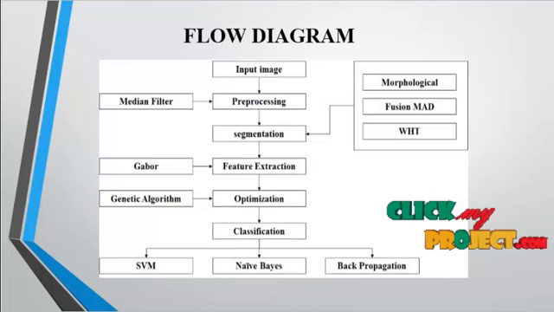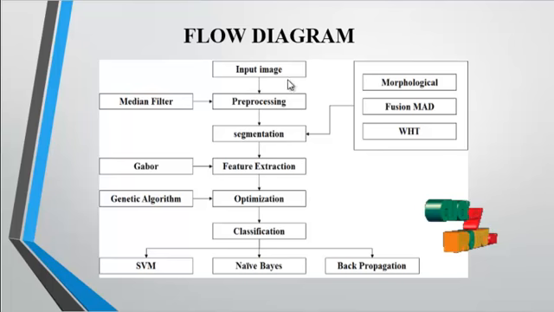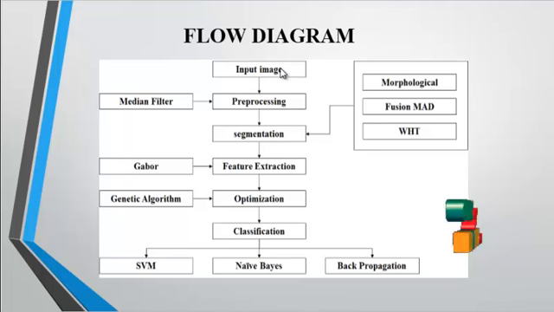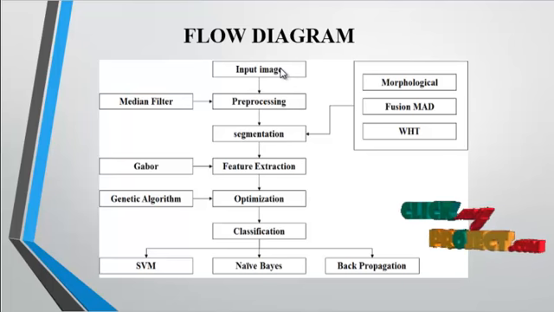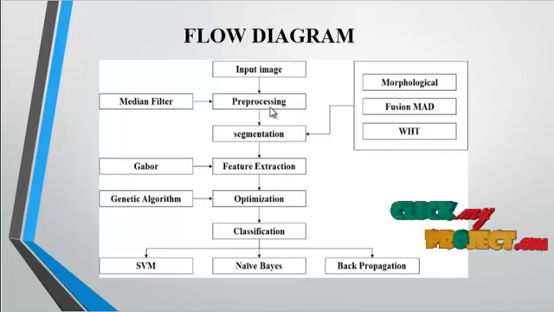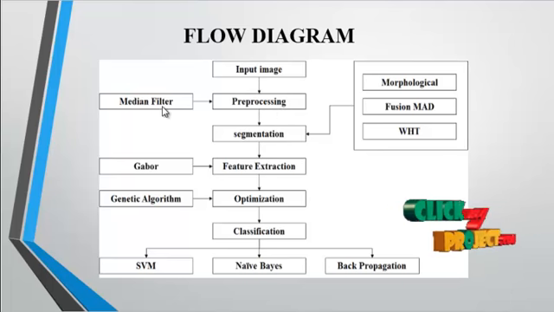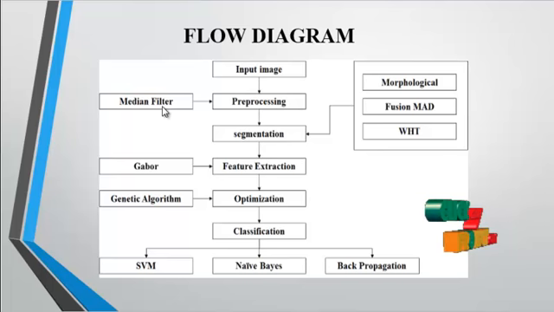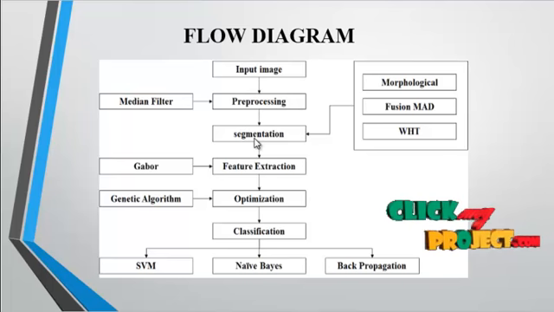Now we discuss the flow diagram for the process. At first, the input image is taken from the dataset. The dataset is nothing but a folder which consists of several images which undergo the process. After getting the input image from the dataset, pre-processing is carried out. In the pre-processing, the median filter is applied. The median filter is used to remove the noise present in the input image. After the filtering process is completed, the segmentation is carried out.